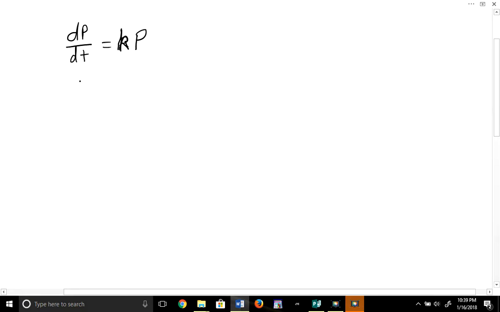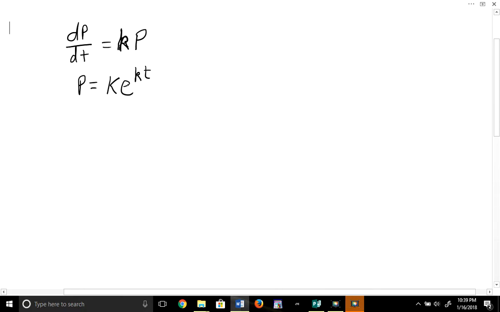variables, and the solution is p equals some constant, not the same as this k, times e to the k, now that k from above, times t, where the constant is actually the initial population. So we know that's the actual solution to this differential equation. But this shows me that this population is growing exponentially without any bound. But in reality, we know populations don't grow that way.